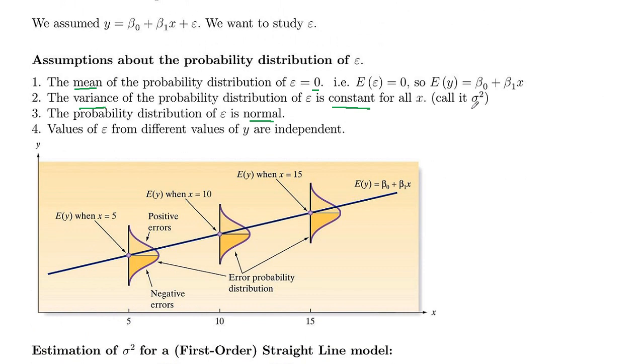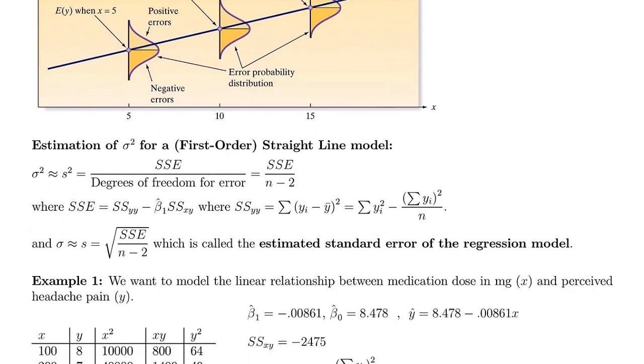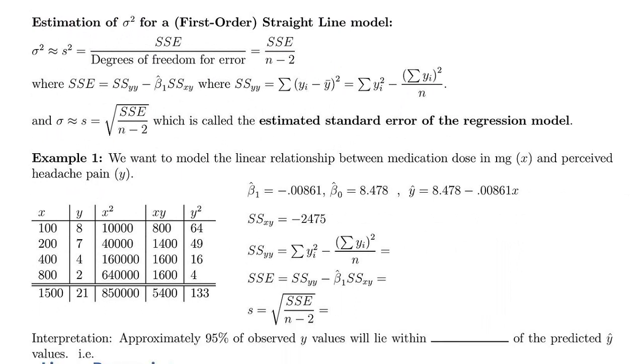We might want to find this sigma squared, the variance of that probability distribution. So let's look at how we could estimate sigma squared for our first order, straight line model. Sigma squared can be estimated by s squared, which is the sum of squares of error divided by the degrees of freedom for error. That's SSE over n minus 2.